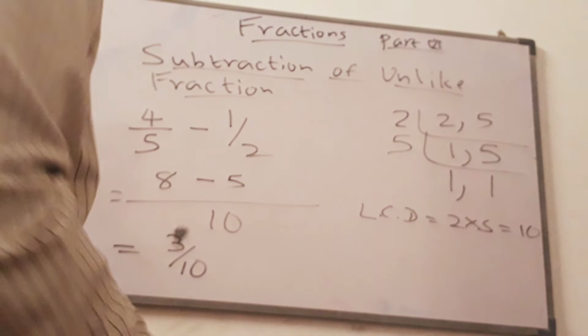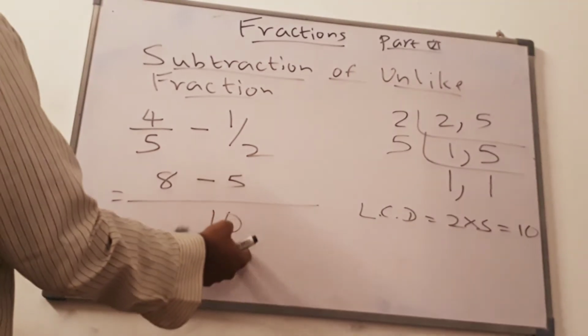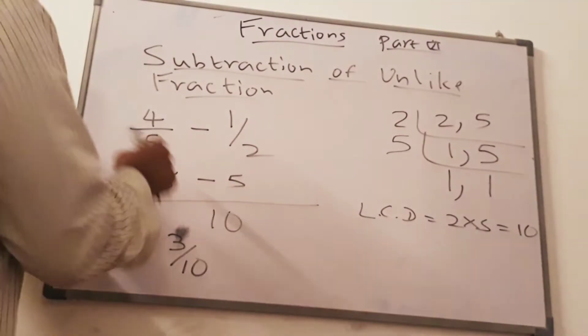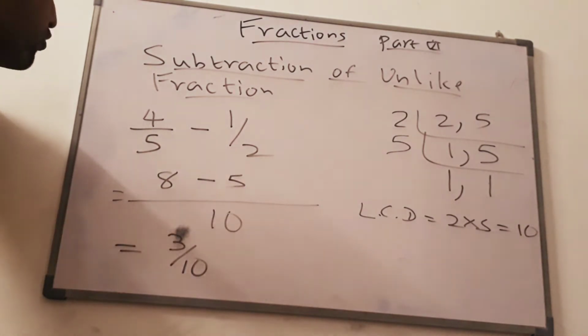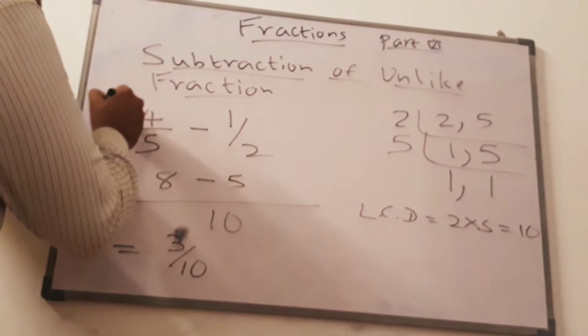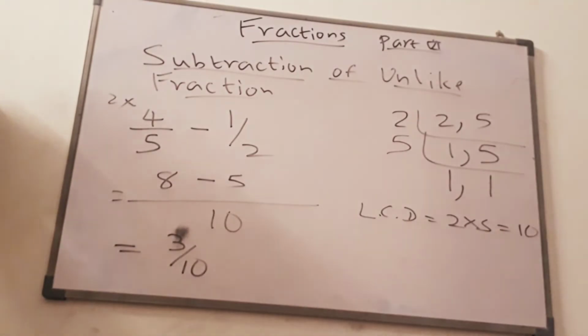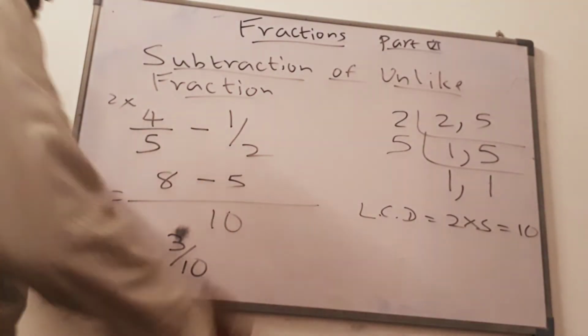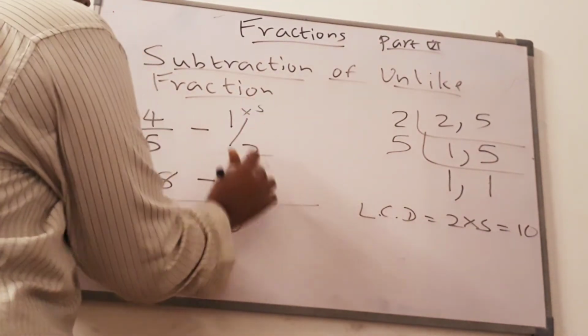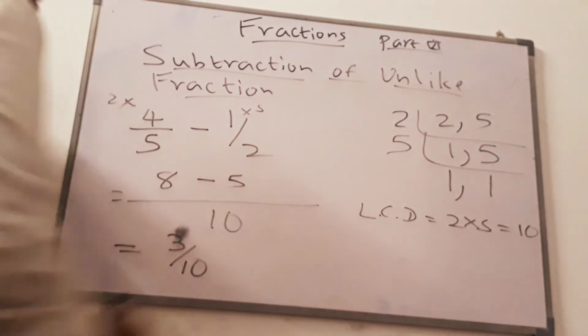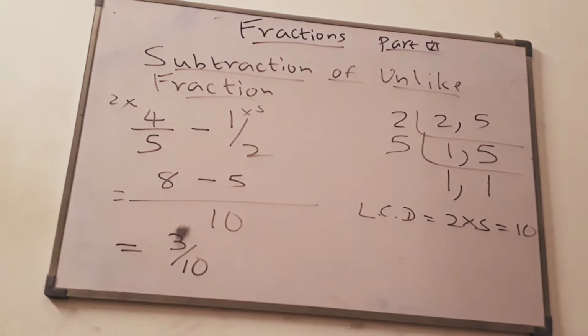Again, 4 out of 5 minus half. I found the least common denominator, which is 10. So the common denominator is 10. Then we have to check how many 5's are there in 10. How many 5's? 2. Then we have to multiply that 2 by the numerator 4. 2 times 4 is 8. Then we have to check how many 2's are there in 10. That is 5. 5 times 1 is 5. And in between there is a minus. When we subtract 5 from 8, it is 3 over 10.